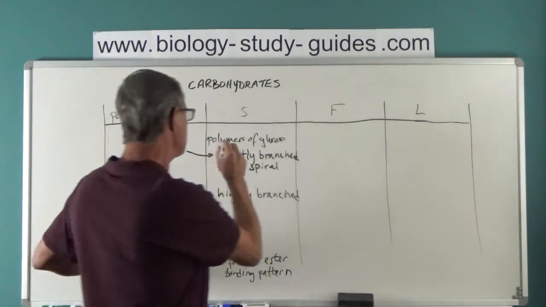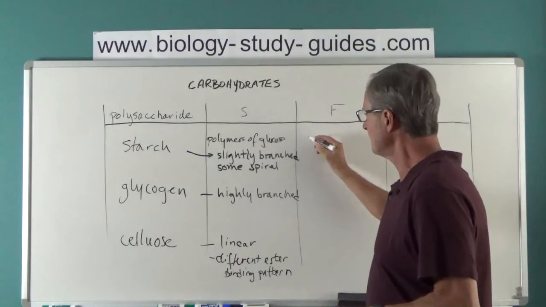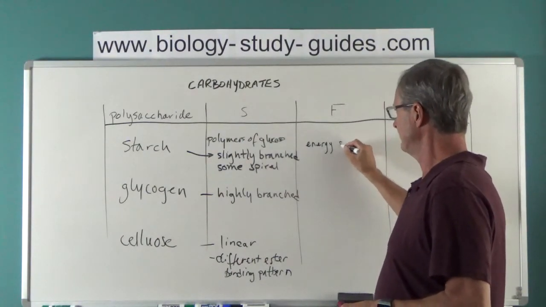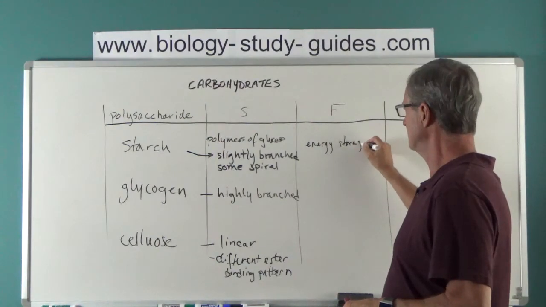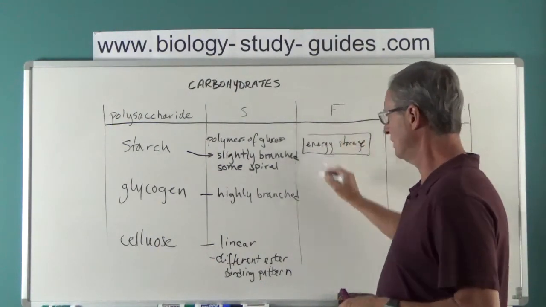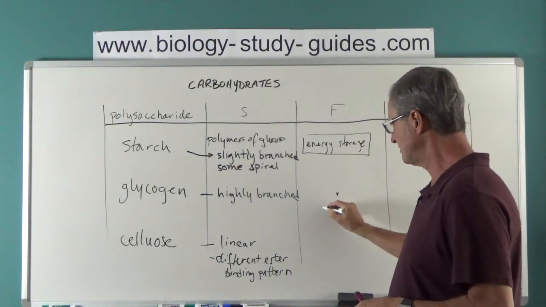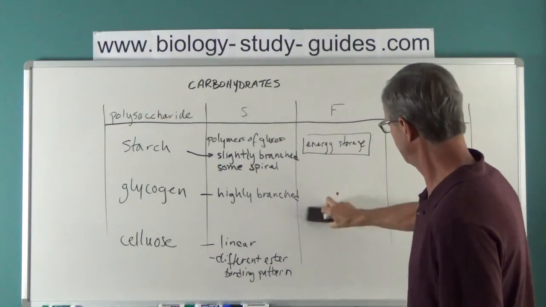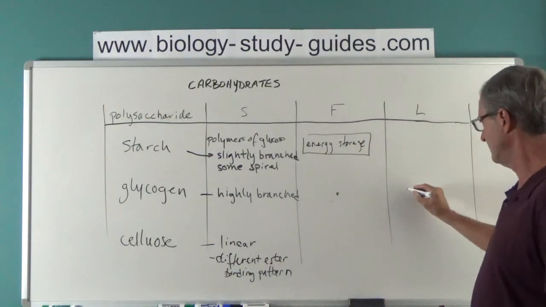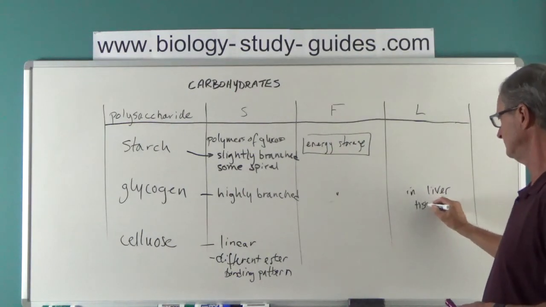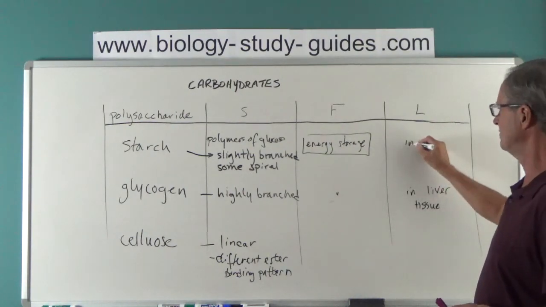So in terms of function, this is energy storage. It's made by plants, but we can use it. It's a long-term energy storage molecule. Same thing here. This is in our liver. Oops, that's the location. In liver tissue. This is in plant tissue.